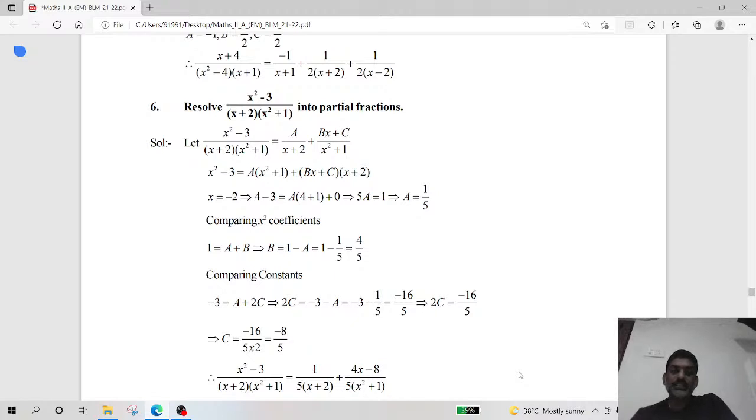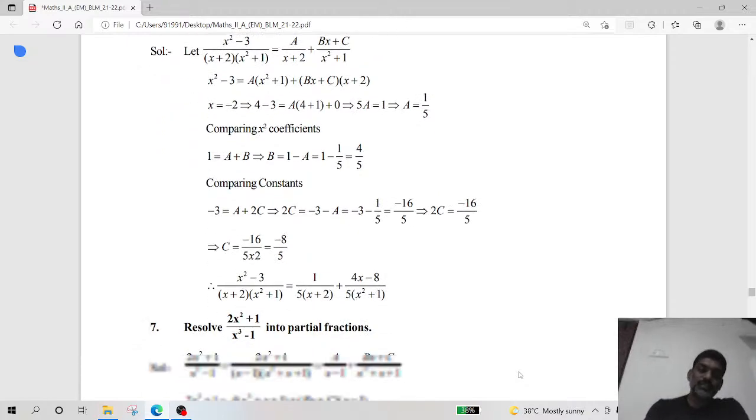Then by comparing x terms, or else comparing constants, we can get the value of c. If you compare the constants, the constant is minus 3 on one side, and here the constant is a plus 2c. If you compare the x coefficients, they are 2b and c. 2b plus c is equal to 0, so c is equal to minus 2b. Already we know b is 4 over 5. Then c will become minus 8 over 5.